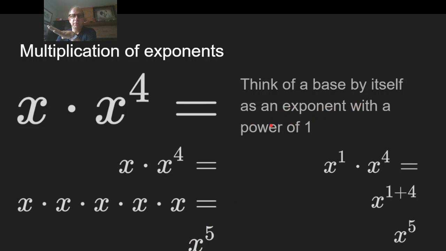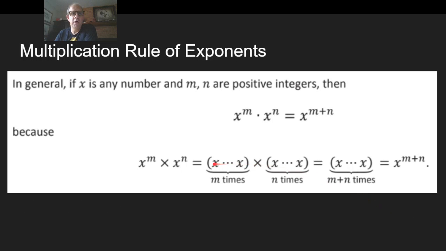So just think of when you have a base by itself, this x all by itself, then the exponent or the power is going to be the 1. So I can use the same formula when I'm multiplying two exponents with the same base. I just add the powers. So x times x to the 4th is x to the power of 1 plus 4, which is x to the 5th power.